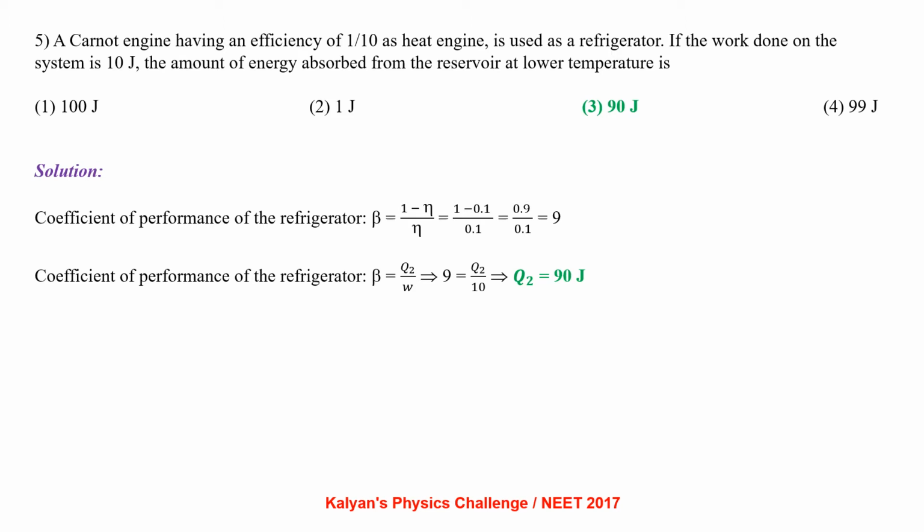We can write the formula as beta equal to (1 minus eta) by eta, where beta is coefficient of performance and eta is efficiency. So from the calculation, beta comes out to be 9. The coefficient of performance can also be written as the ratio of heat absorbed from cold reservoir to work done on the substance. So 9 equal to Q2 by 10, that comes out to be 90 joule.